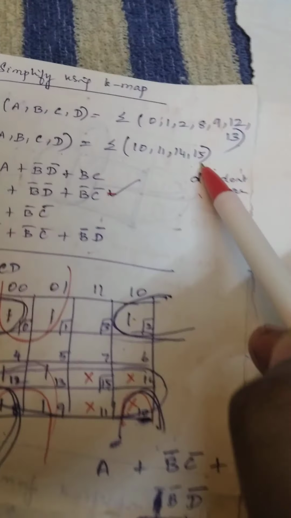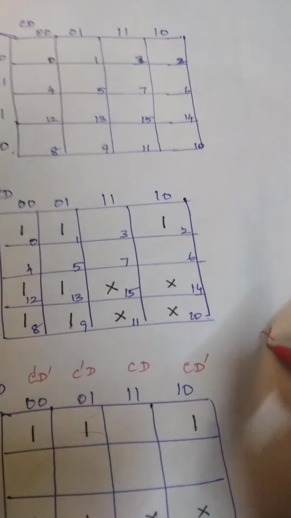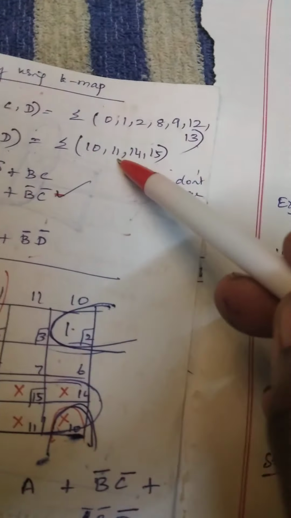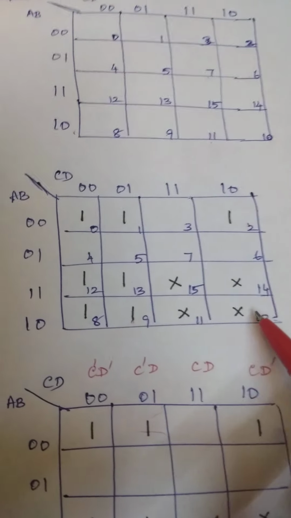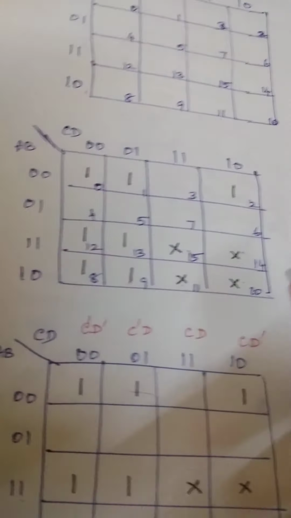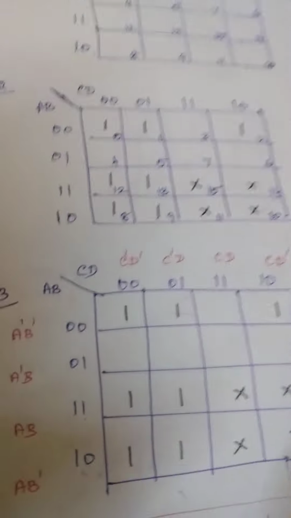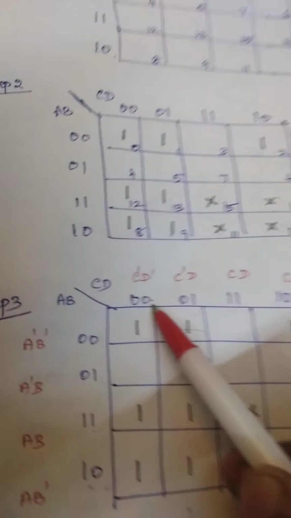Then for don't care D, again they have given 4 values. So for don't care, you will always use X, not 1. The values are 10, 11, 14 and 15. So we put 10, 11, 14, 15 here. Okay, we have fixed the values. Now we need to solve using the K-map, a 4 variable K-map.